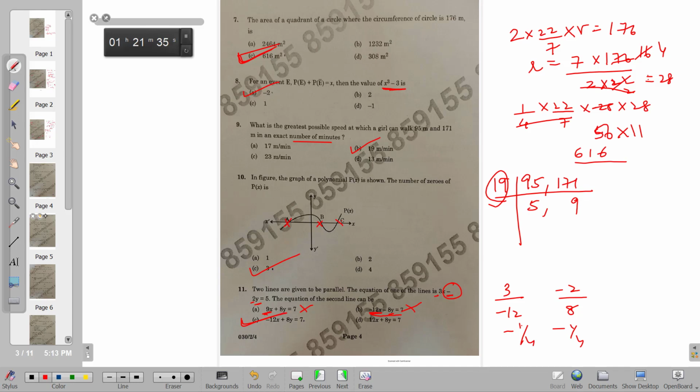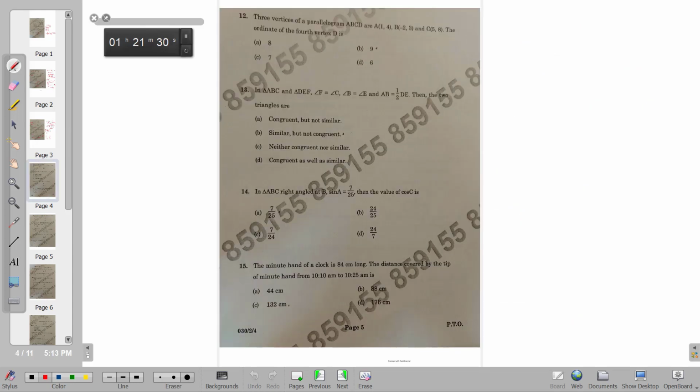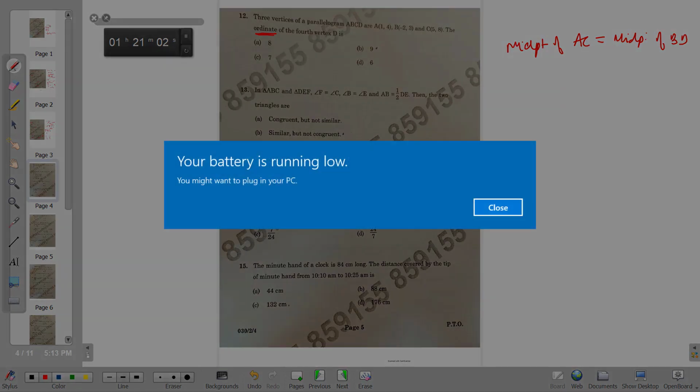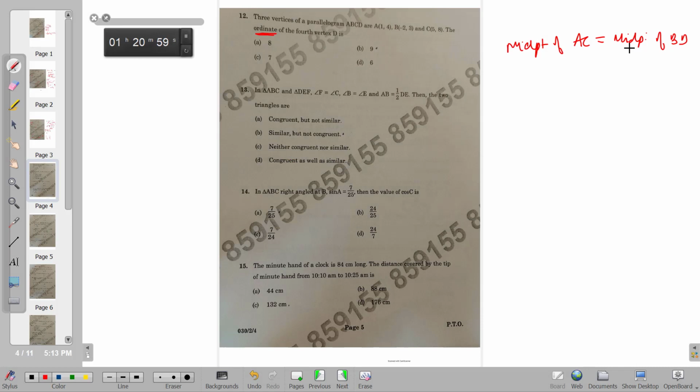Okay. Now next one. So let's look at this question. The three vertices of a parallelogram are given as such. What is the ordinate? By what do you mean by ordinate? Ordinate is the y coordinate. Abscissa is the x coordinate. So we want to find the y coordinate of the fourth vertex. If you are looking at vertex D, midpoint of AC must be equal to midpoint of BD, right? So midpoint of AC is equal to midpoint of BD.